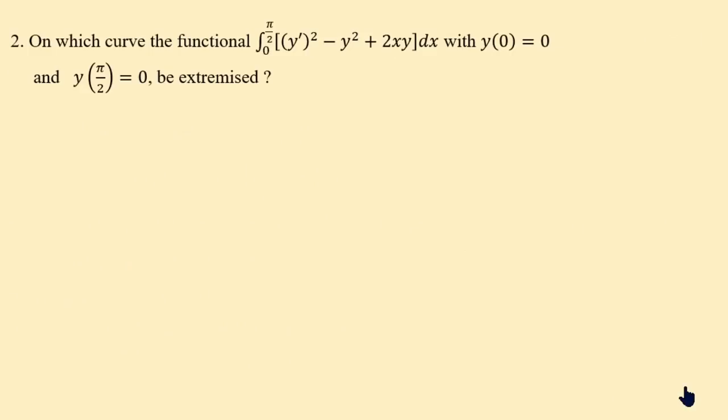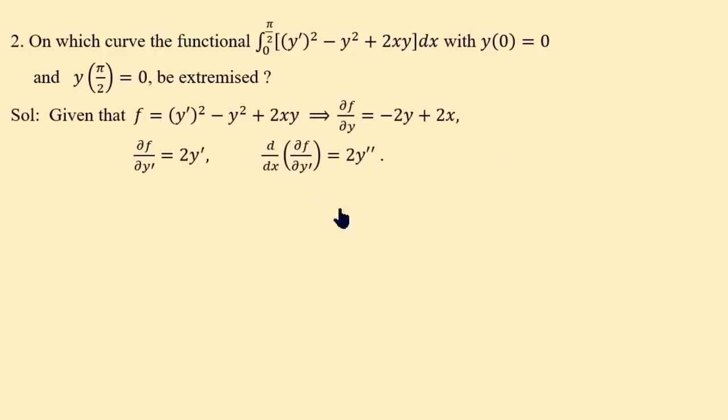Okay. One more example. On which curve can the functional, integral from 0 to pi by 2 of y' squared minus y squared plus 2xy dx, with y at 0 is 0 and y at pi by 2 also 0, be extremized? That means this functional is either a maximum or minimum along some curve. Find that curve. Here f is y' squared minus y squared plus 2xy.